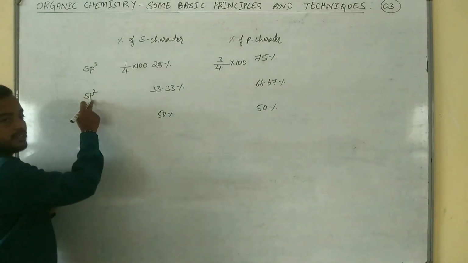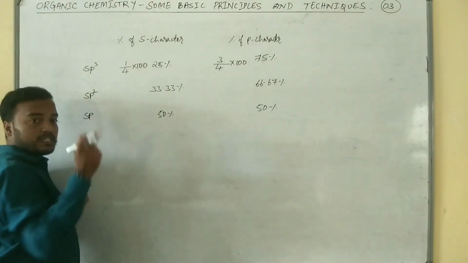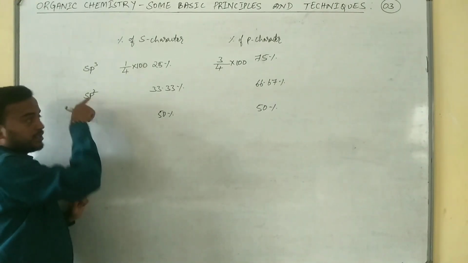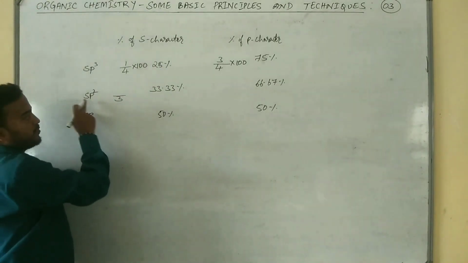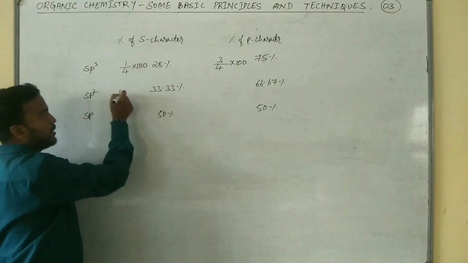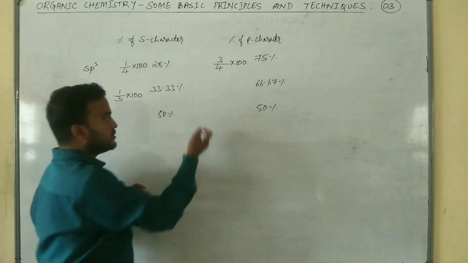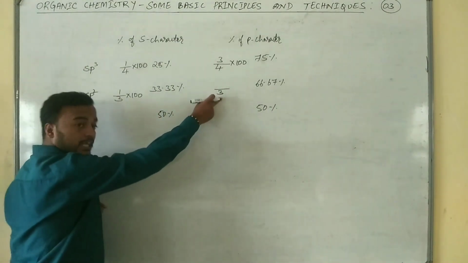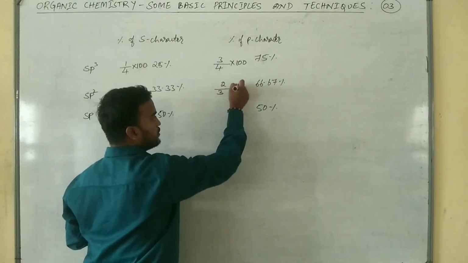Same in this case, we have 3 hybridized orbitals: 1 S hybridized orbital and 2 P hybridized orbitals. Total hybridized orbitals are 3. So how many S hybridized orbitals are there here? 1. 1 by 3 into 100. So we will get 33.33%. Same, total we have 3 hybridized orbitals, but out of 3 we have 2 P hybridized orbitals, 2 by 3 into 100.